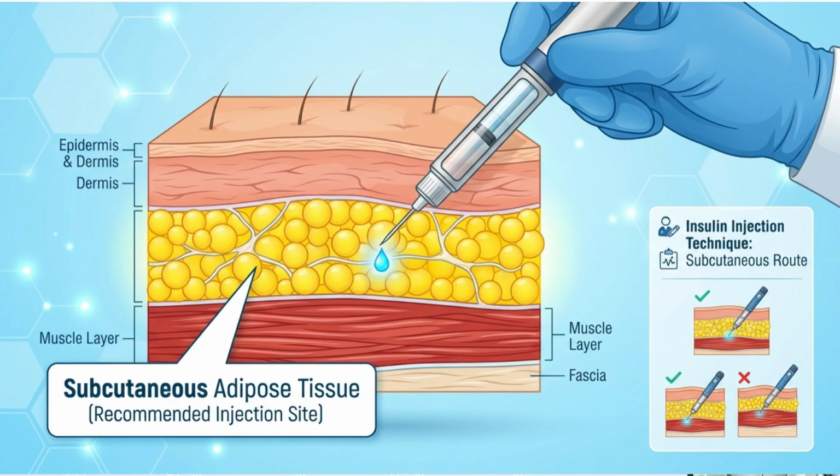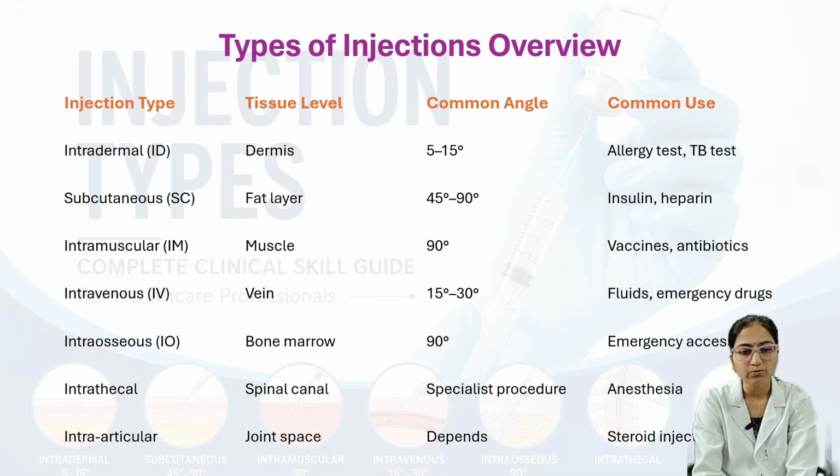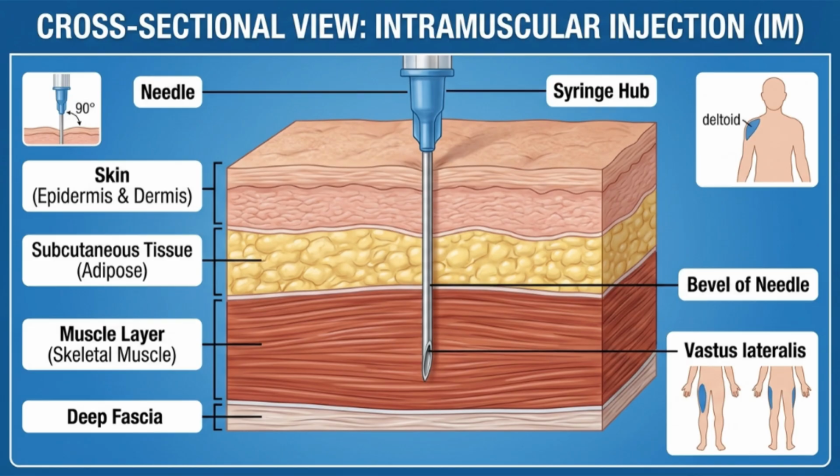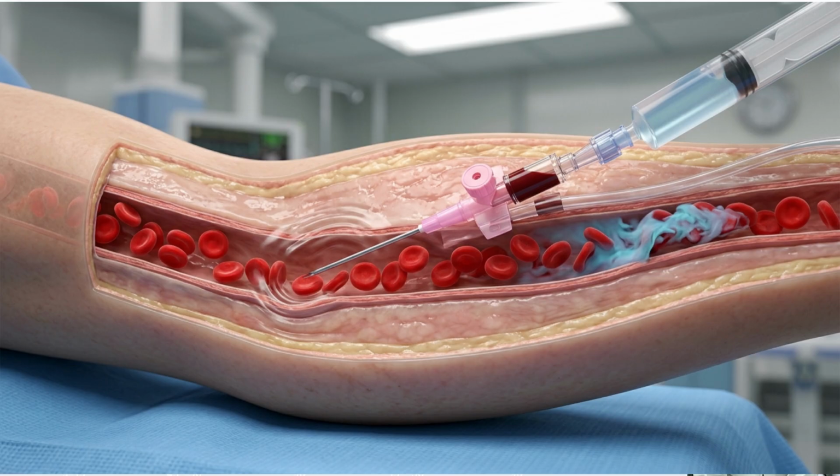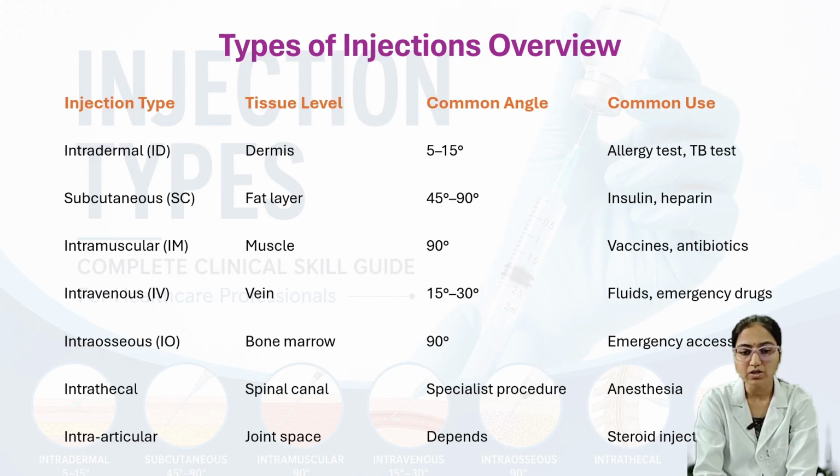Next comes subcutaneous. It is injected into the fat layer at an angle of 45 to 90 degrees, and common uses are insulin and heparin. Next comes IM, intramuscular. It is given into the muscle at a 90 degree angle, for vaccines and antibiotics. Next, intravenous. It is injected into a vein at a 15 to 30 degree angle, and common uses are fluids and emergency drugs.